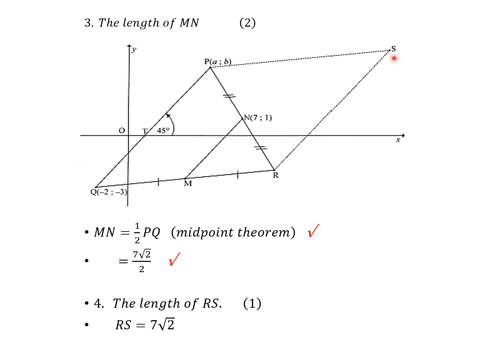For the length of RS, RS must be the same length as PQ for them to be a parallelogram. Although they only asked it in 5, we'll assume that in 4 it's worth 1 mark. So RS equals 7 square root 2.